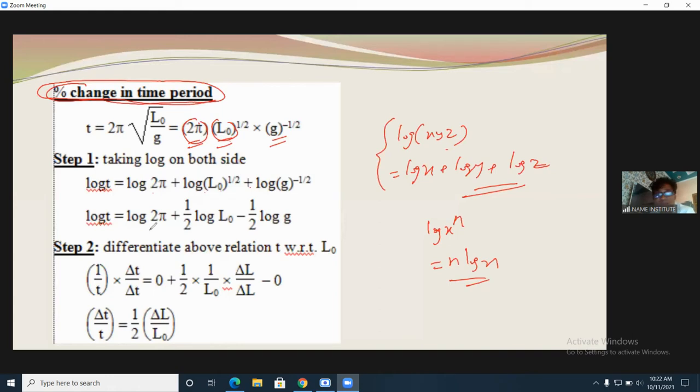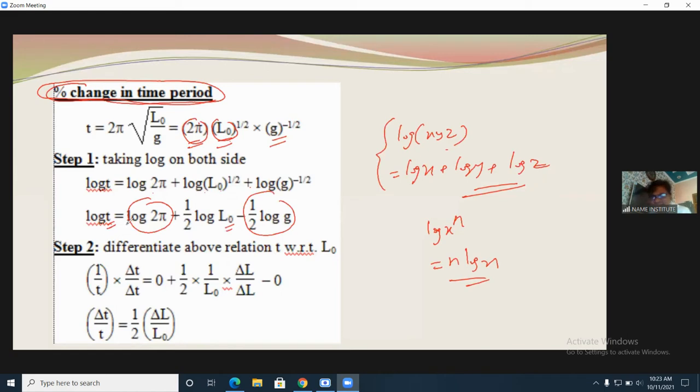Now what is the second step? Differentiate this relation. We can differentiate either with respect to time or with respect to length L naught. L naught and T both are variables. Gravity is a constant term on the earth surface, and 2 pi is also constant. The result does not change, so we can differentiate either with respect to T or with respect to L naught.